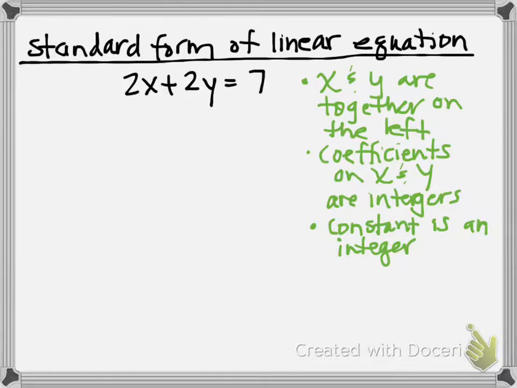Because this is our role model for what all standard form of linear equations look like. So far we got x and y together on the left. The coefficients on the x and y as well as the constant are all integers. So I can put a little note: no fractions or decimals. That's the opposite of integers. Okay, anything else?